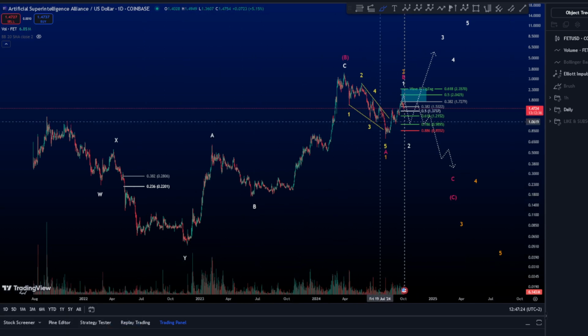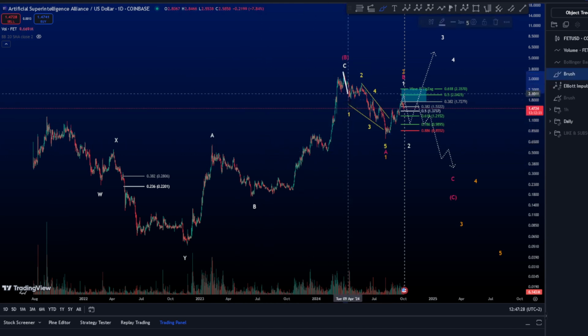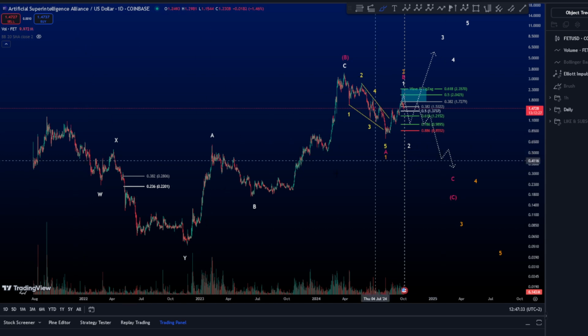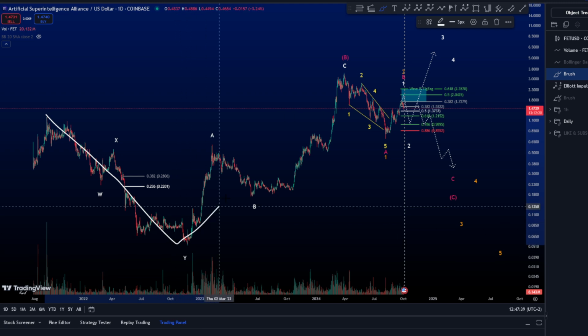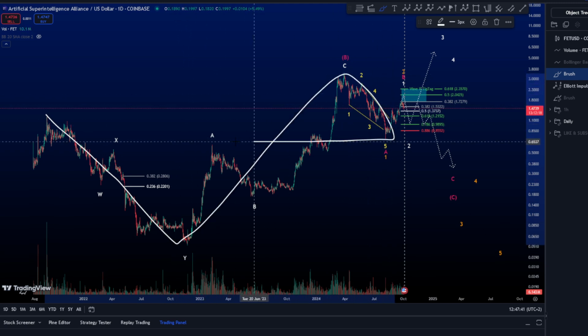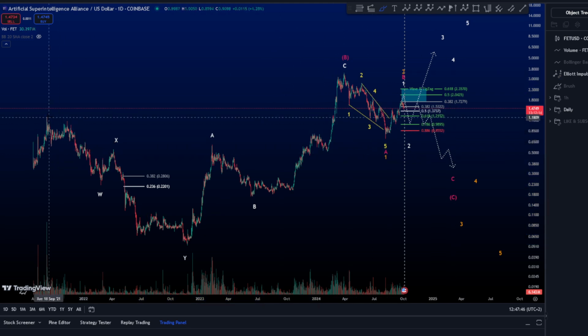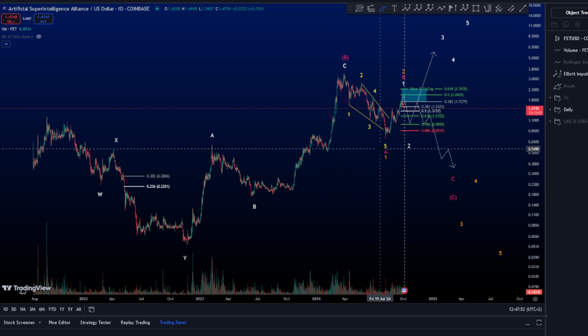Now, in that case scenario where we are looking already for a finished 5 waves in a diagonal, 1, 2, 3, 4, 5, it is very possible that this expanded flat has turned into a running flat, which is very common. When an expanding flat finishes its 5 waves in the middle, it has turned into a running flat. And when an expanding flat turns into a running flat, it is a very high indication of a market reversal.